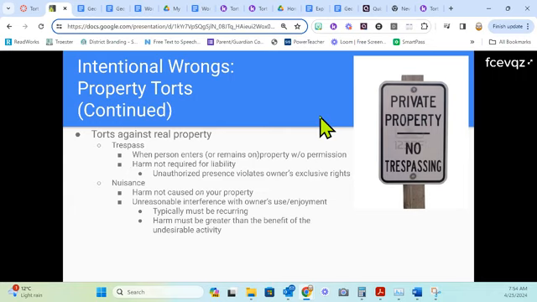The other thing that you have to keep in mind is some activities that interfere with your use or enjoyment of your property also have some benefit. And so the harm to you and your use and enjoyment of your property must outweigh the benefit of that activity.